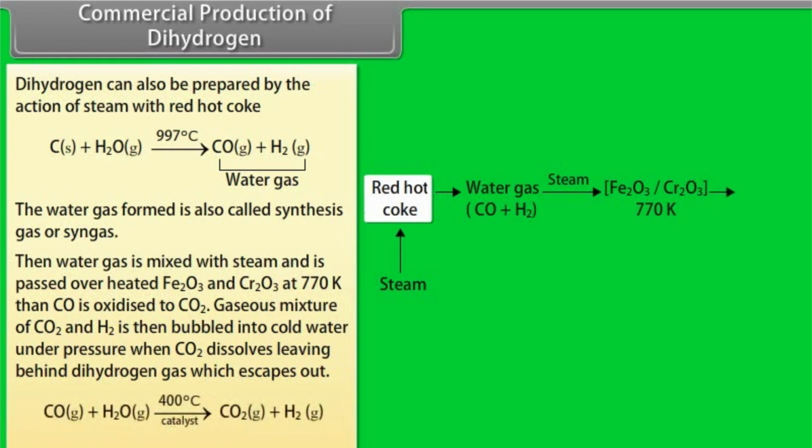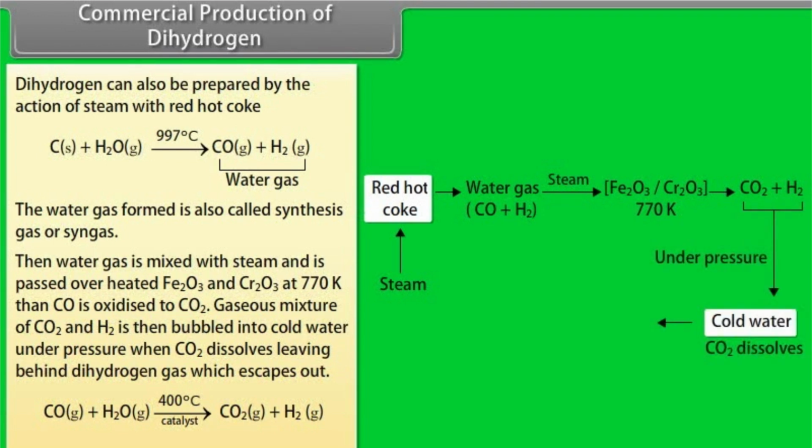Gaseous mixture of CO2 and H2 is then bubbled into cold water under pressure when CO2 dissolves, leaving behind dihydrogen gas which escapes out. This reaction is called water-gas shift reaction.